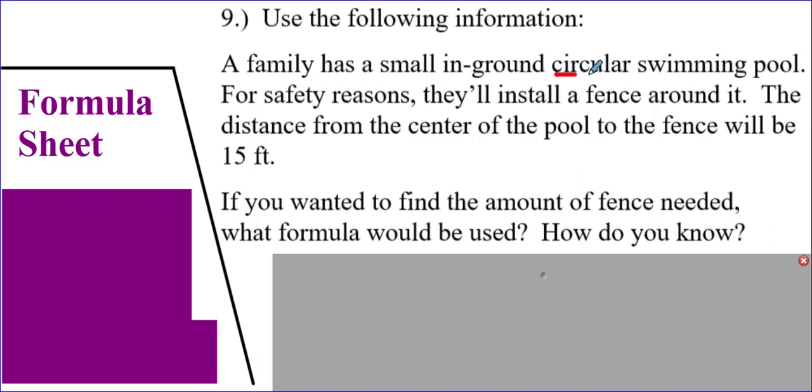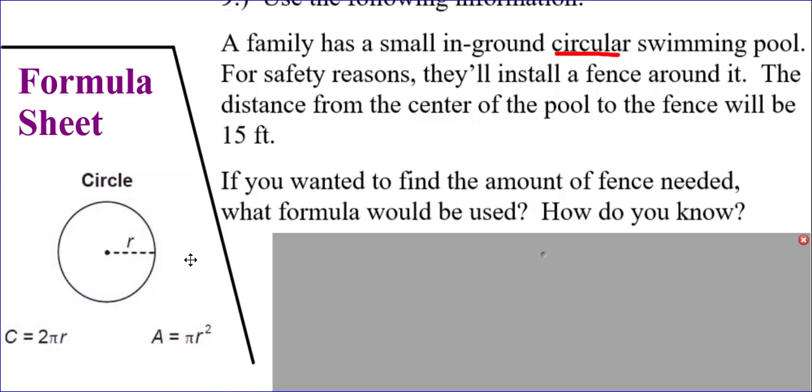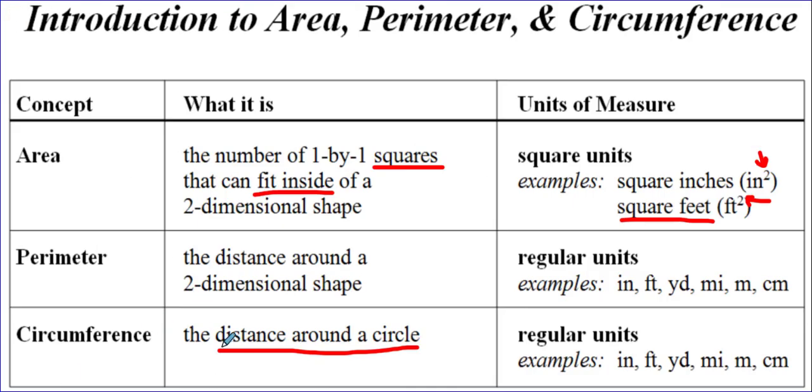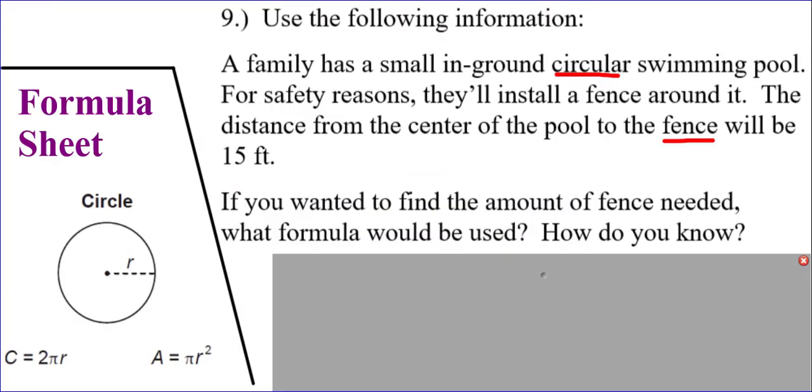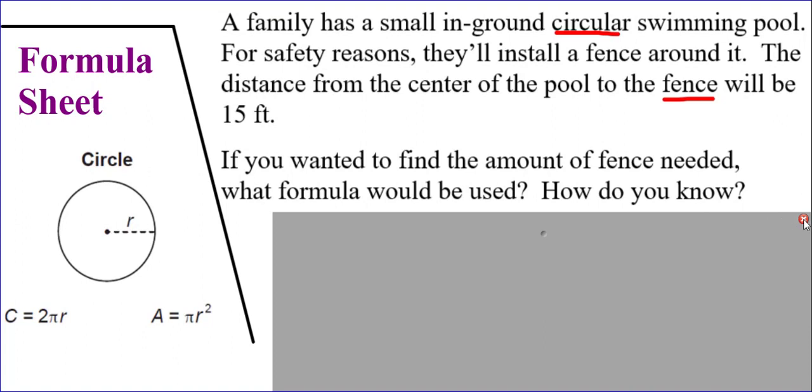We are talking about a circular swimming pool. So we immediately go to our formula sheet and we find the circle. But which formula do we want? Circumference or area? Well, we have to pay attention to what this problem is asking us to find. It's talking about putting fence around the pool. Now, you don't fill the pool with fence, you fill the pool with water. The fence goes around the pool, and it just so happens that the distance around a circle is the circumference. And that is why we need the circumference formula for this problem.